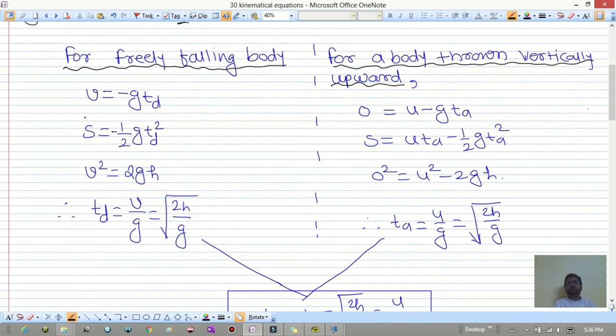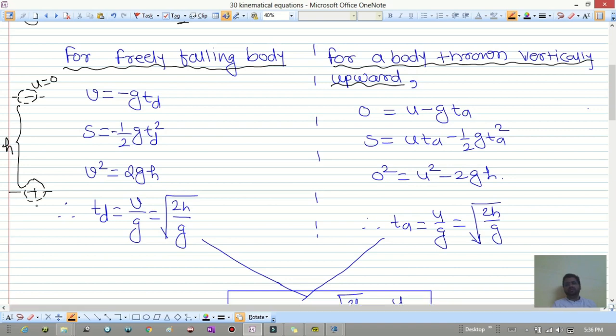So for a freely falling body, it's supposed to be one body is there, right? What is the initial velocity? It will be 0. So it will travel a distance of, or the height of, we can say, h. So at this point its final velocity is v. So this final velocity is minus g into td, because what is td? td is the time of descent, right?